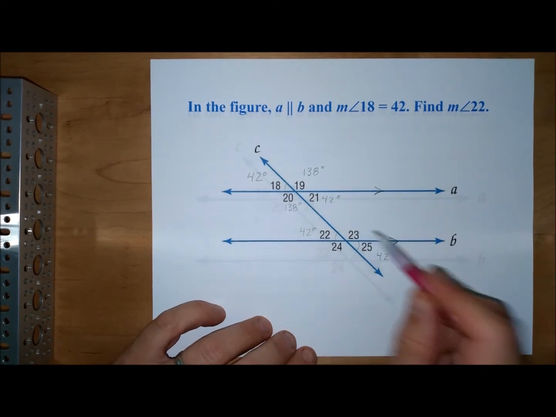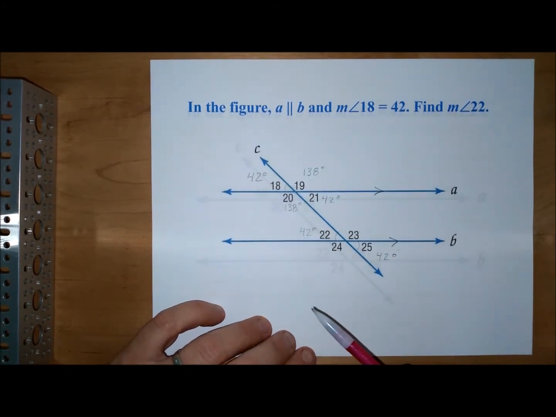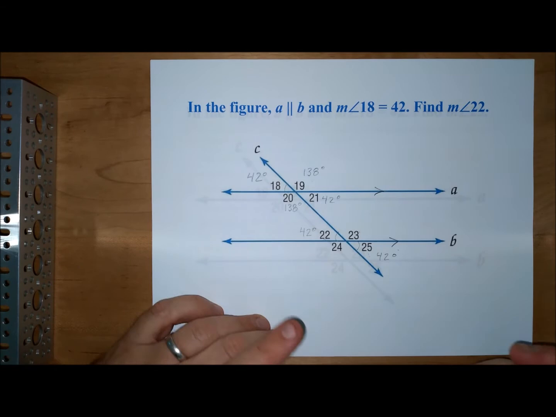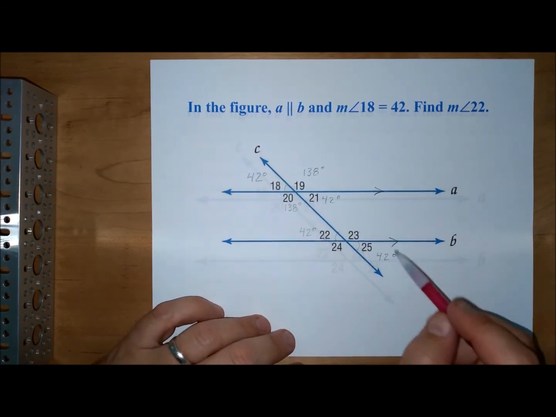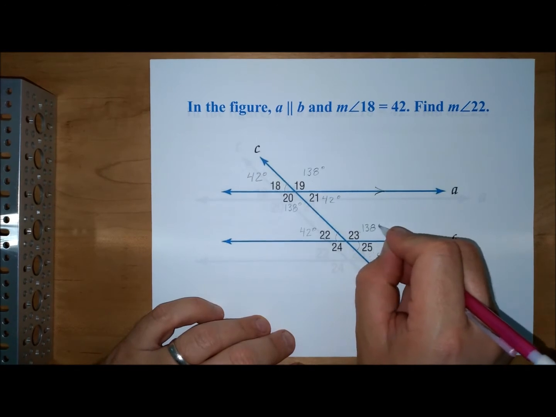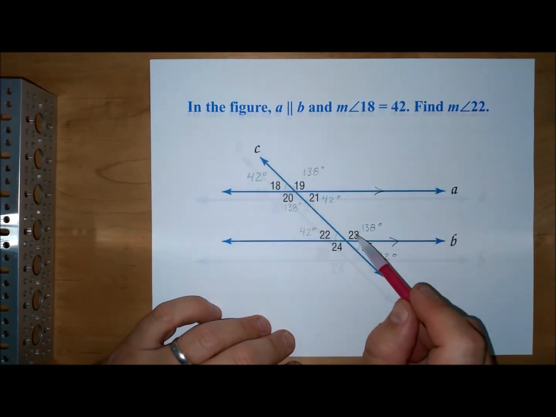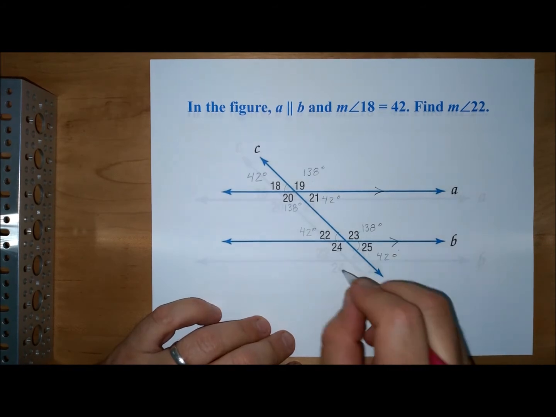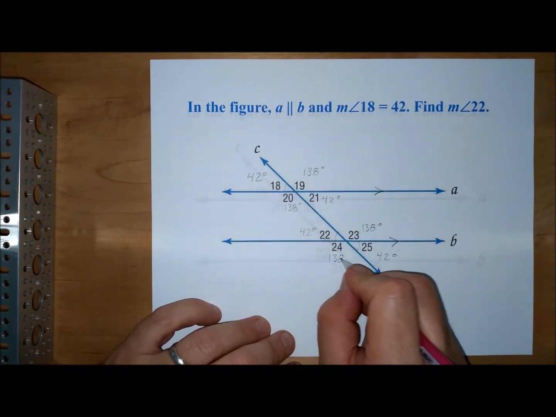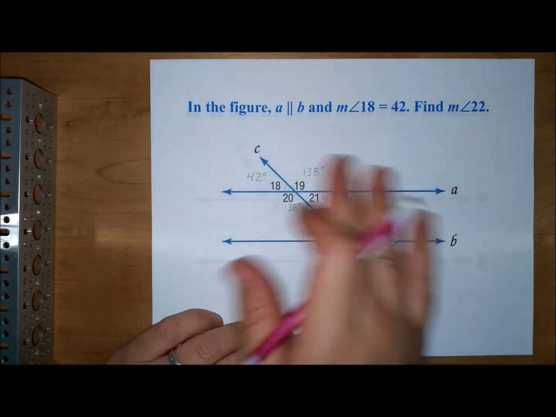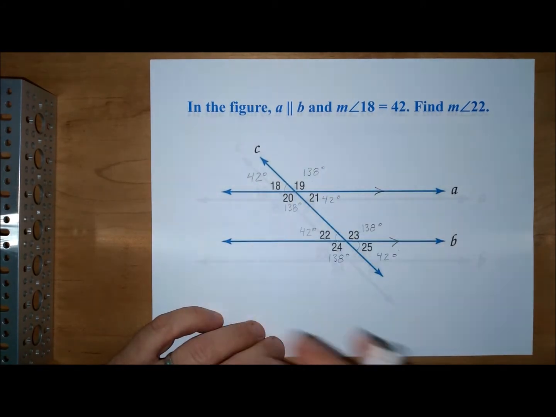If I wanted to, I could go for angle 23. I could note that 23 forms a linear pair with angle 25 or with angle 22. Either one, it doesn't matter. So 180 minus 42 gives me that 138 degree angle there. And then I can say, hold on, 23 and 24 are vertical angles. They're going to be congruent as well. So when you get a puzzle like this, with just one piece of information, you should be able to pick out all of the angles.